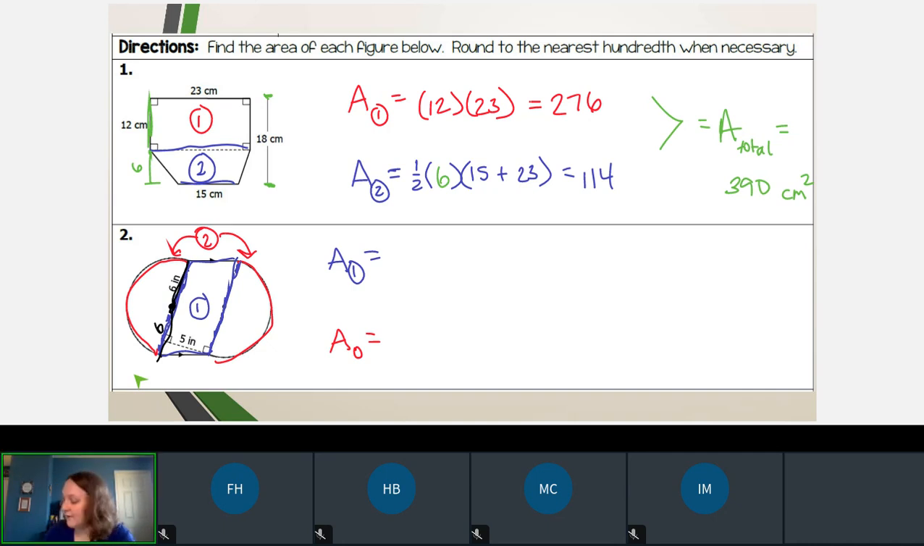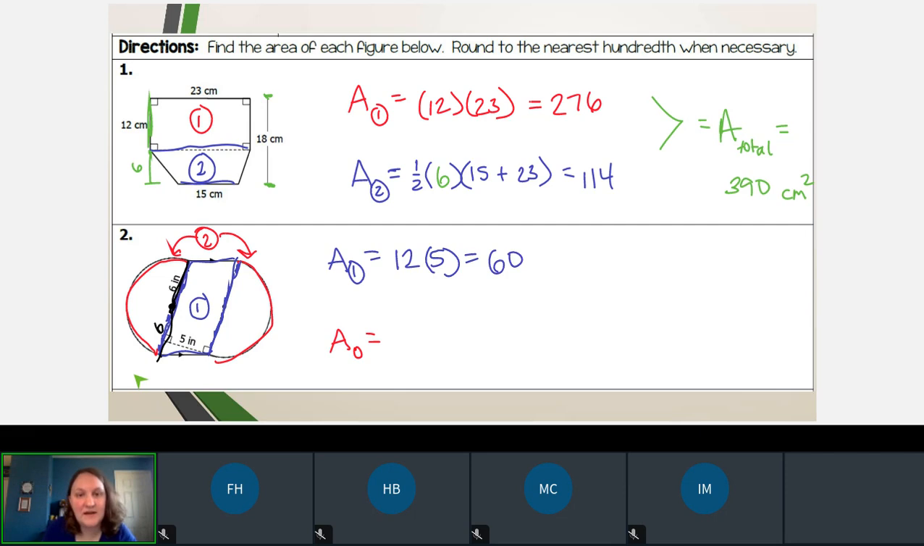Okay, so for our parallelogram, we've got 12 times 5. Clearly my key on OMHS has wrong numbers on it. So if you're looking at the key on the OMHS, I gotta fix that. Okay, so 12 times 5 is 60. So the area of that parallelogram is 60.